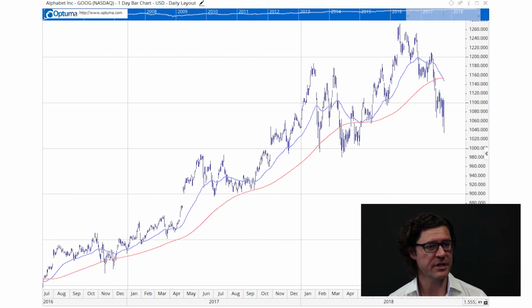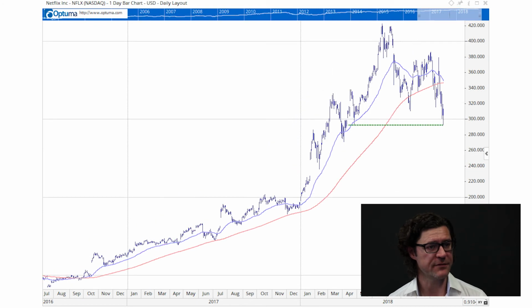Alphabet, which is the parent company of Google, as you can see, has fallen quite heavily the last few months. The moving averages have started to turn down there. The important level for Google or Alphabet looks to be around about the $1,000 mark per share, which is roughly where those lows were from early on in the year. So I'm sure we'll get some rallies in the next few weeks, but moving forward, that $1,000 mark per share is important for Google, and if it breaks below there, that will tend to suggest that the tech stocks have certainly gone into a deeper bear market.